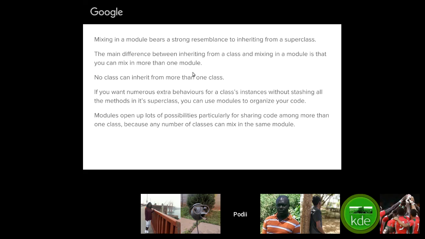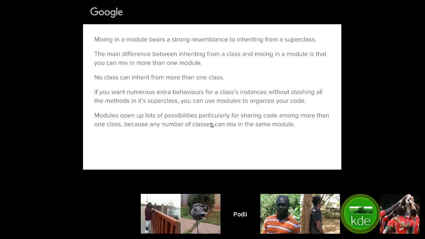So no class can inherit from more than one class, which we have tried out. And if you want numerous extra behaviors for class instances without putting them in a superclass, now here is where a module comes in. For example, I was giving an example of rendering flash. If you have different behaviors, instead of them being in one class, and every time inheriting from that class, you can just be including the different behaviors when you need them. Modules open possibilities, particularly for sharing code.